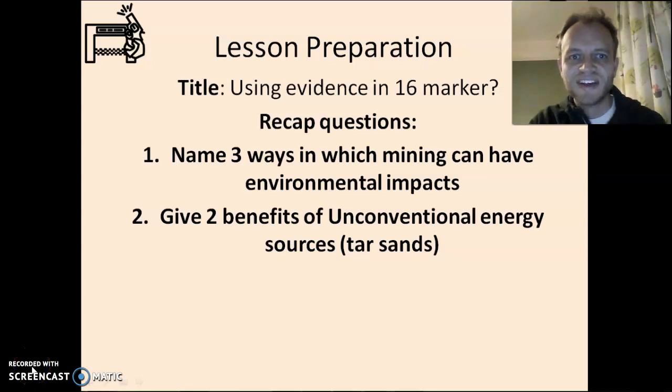Hey Year 11s, we're just going to do some preparation today for writing your next 16 marker. So I'm going to talk you through that this lesson and look at some examples of how a good piece of writing looks, and really support you to make sure you can do the best possible 16 markers. But as usual, to start off, we can do two quick recap questions.